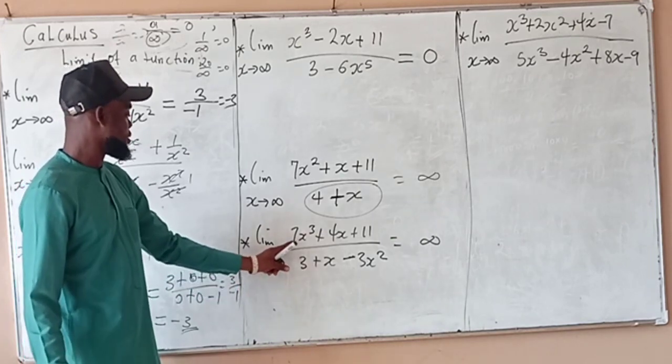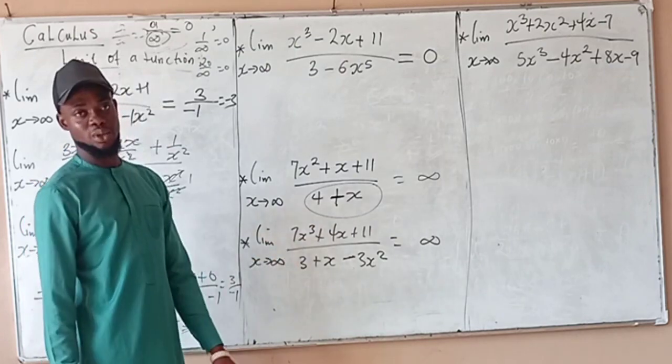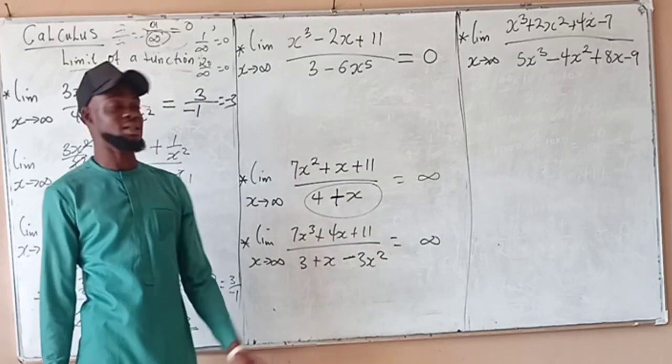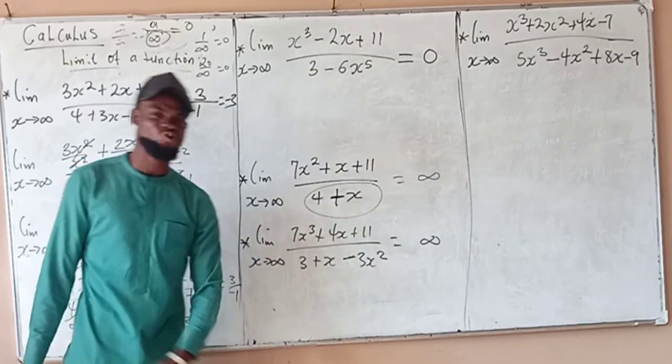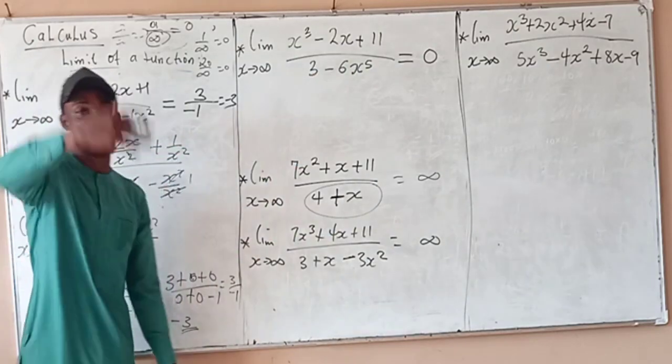Then we have 7x in the numerator. Now 7x is infinity, so 7 times infinity becomes infinity. Infinity divided by minus 3 will be minus infinity. That will be minus infinity.